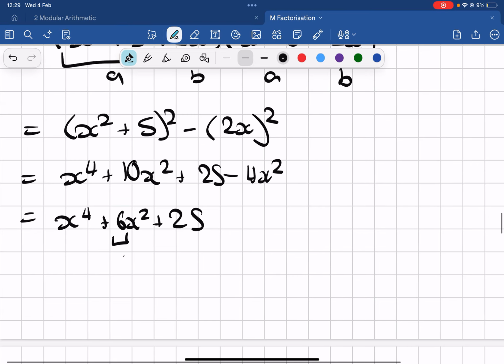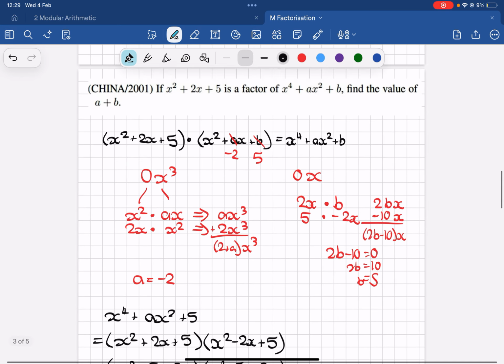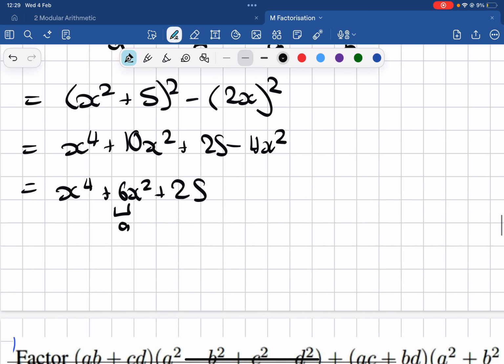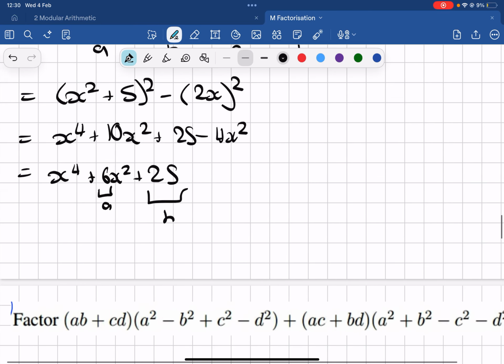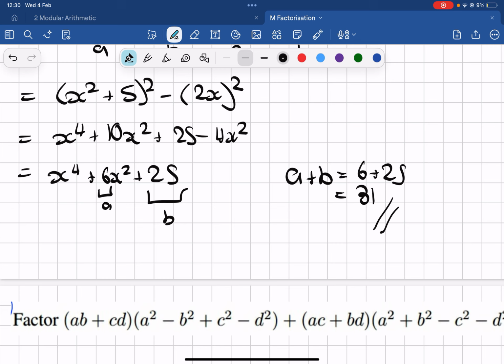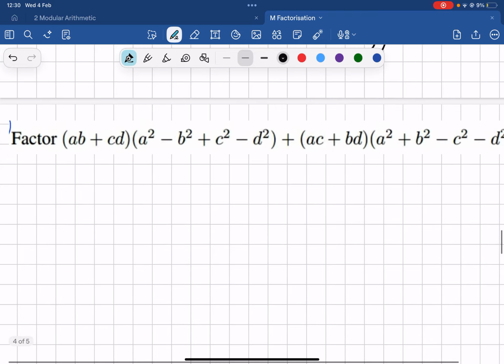And this is our a term from the question. This is our b, and the question is asking us to find a plus b. A is 6, b is 25. So a plus b equals 6 plus 25, which equals 31. Finito. Okay, that was not too bad.